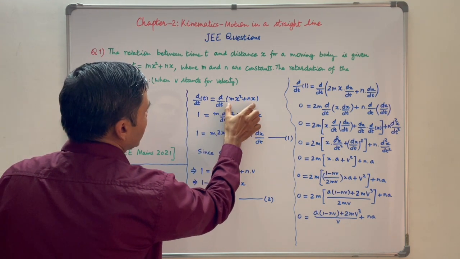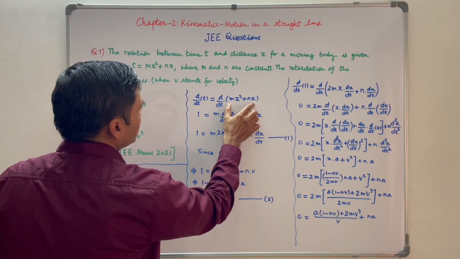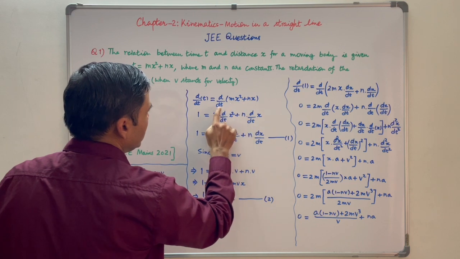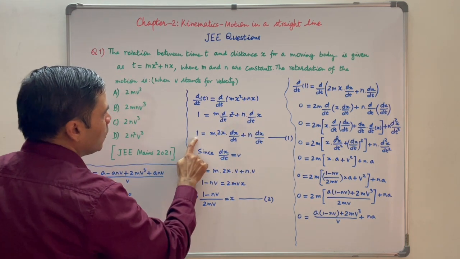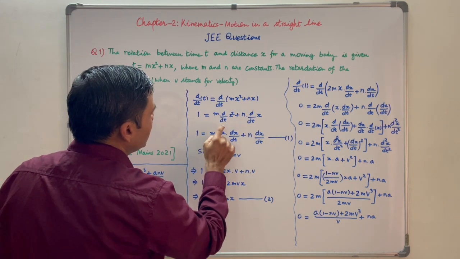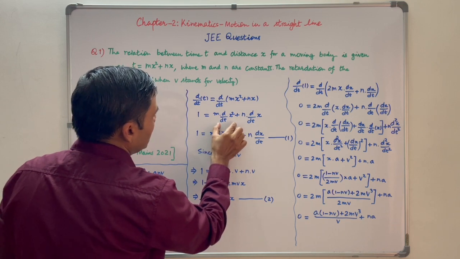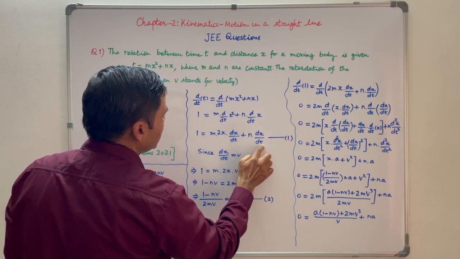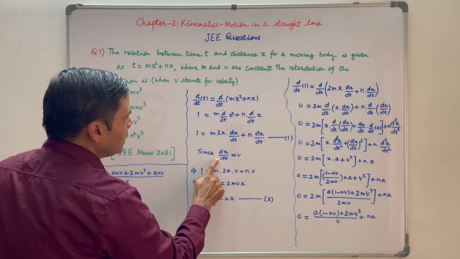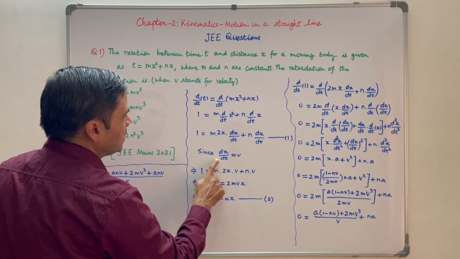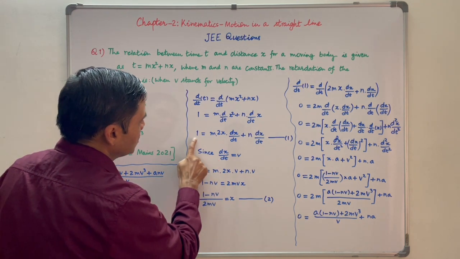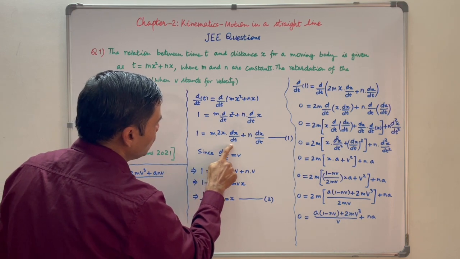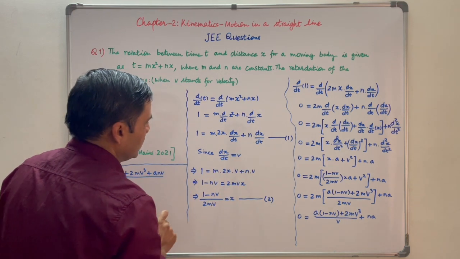We can open the bracket using distributive property. So it will be m into d by dt of x square plus n into d by dt of x. So 1 is equal to m into d by dt of x square, which will be 2x dx by dt, plus n into dx by dt. Put v in place of dx by dt, as we know that dx by dt is equal to v. So the equation will be 1 equal to m into 2x into v plus n into v.